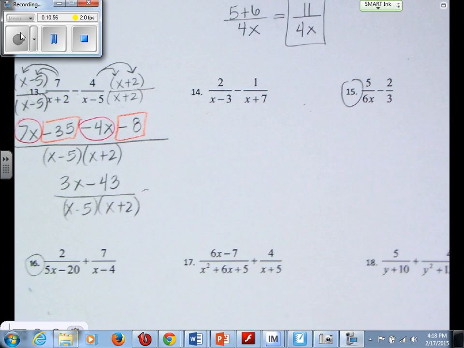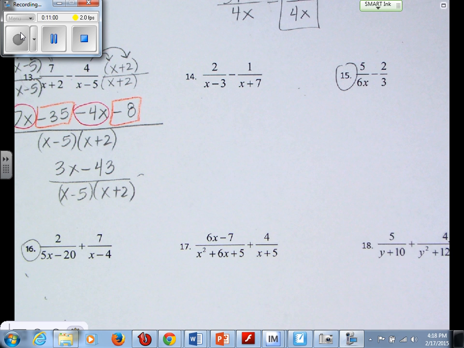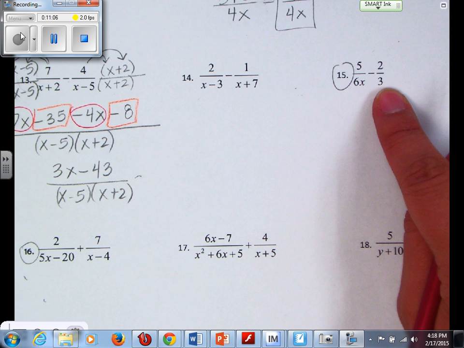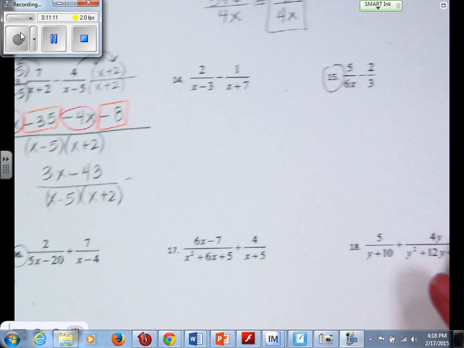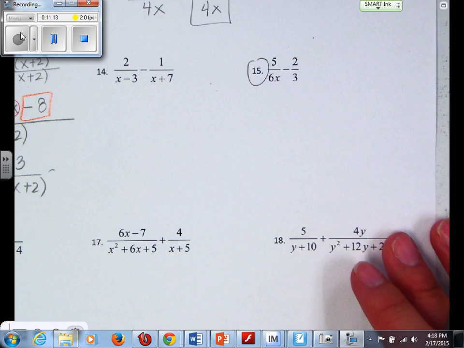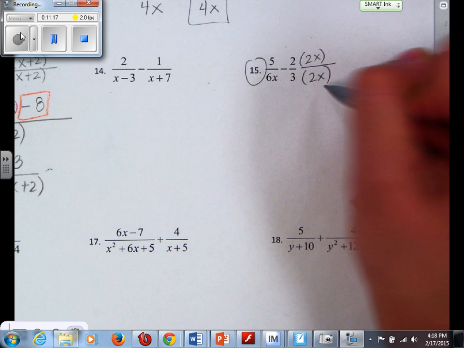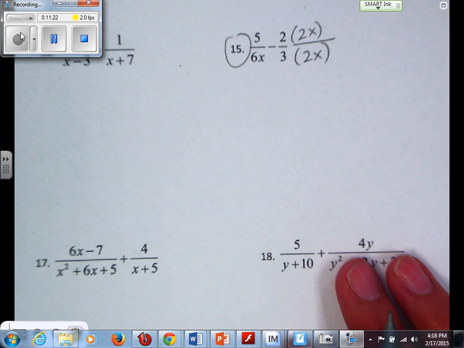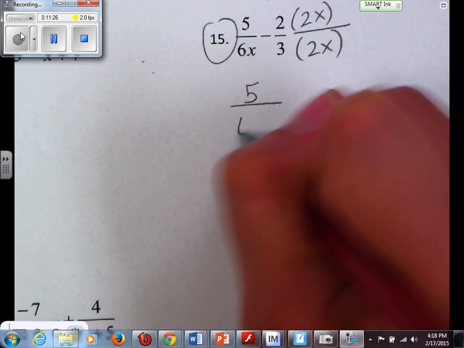The next problem is number 15. Do they have a common denominator? No. So what do you need to do to get a common denominator? Which one would you have to change? I think the easiest one to change is the 3, right? Can we multiply 3 by something to get 6x? What are we going to multiply by? By 2x. So you're going to multiply the numerator by 2x and the denominator by 2x. So you're left with 5 over 6x.